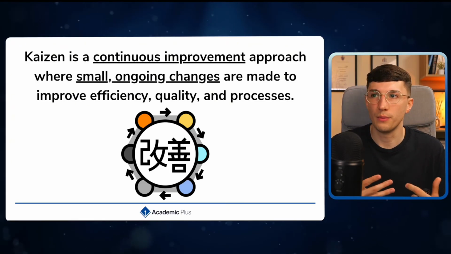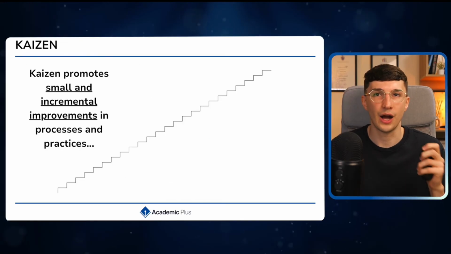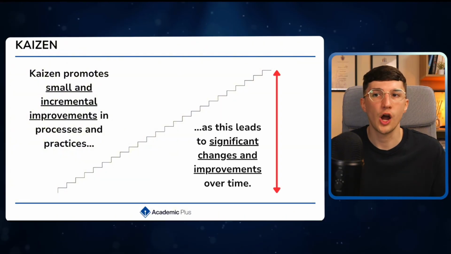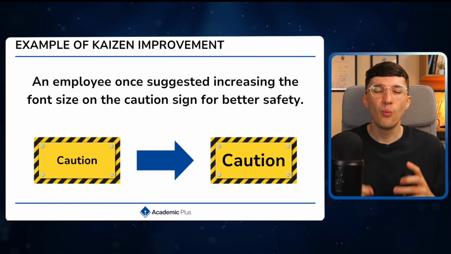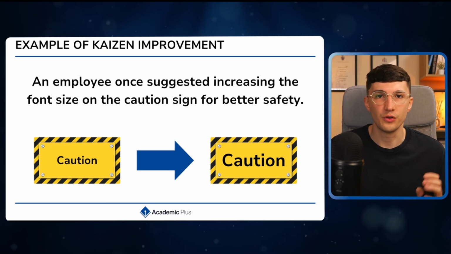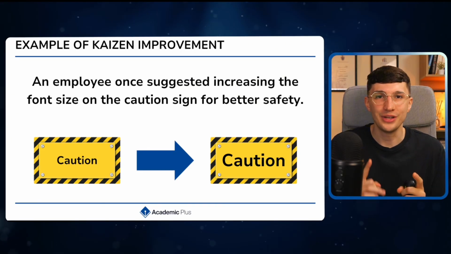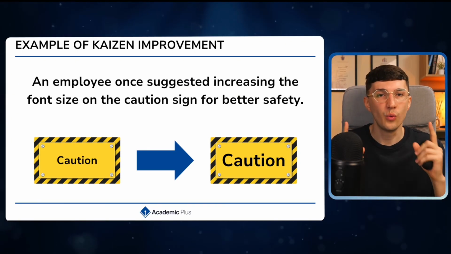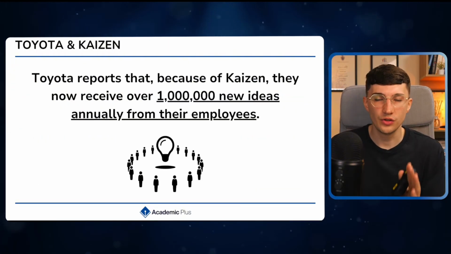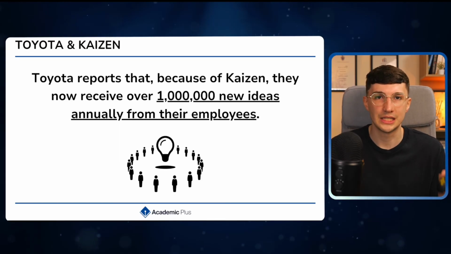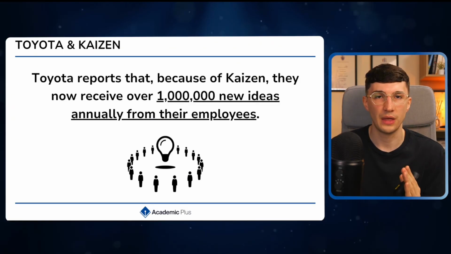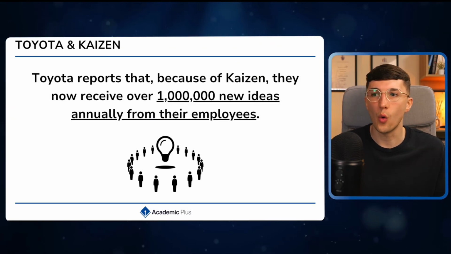So the examples of these small improvements could be around efficiency, quality, and our processes. Now, as I said, it's about small incremental improvements because over time, this can lead to significant changes. And when I say small changes, I really mean small, because an example of one of these small improvements that was made in Toyota is that one of the employees saw that the font on the caution sign was a bit too small. So their improvement, you need to increase it to make it a bit more safe. Now, because of this, Toyota is now one of the most successful businesses in the world, and they get over 1 million new ideas every single year from their employees. So they have the ability to improve all of their processes.